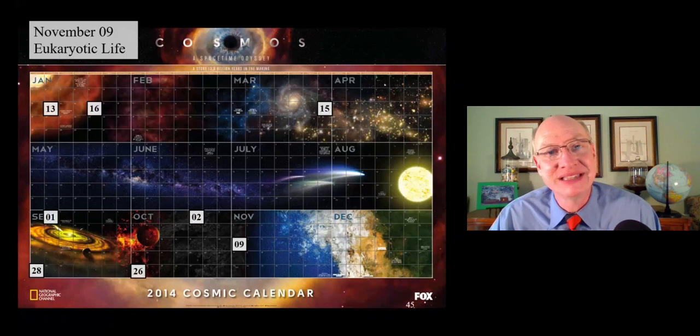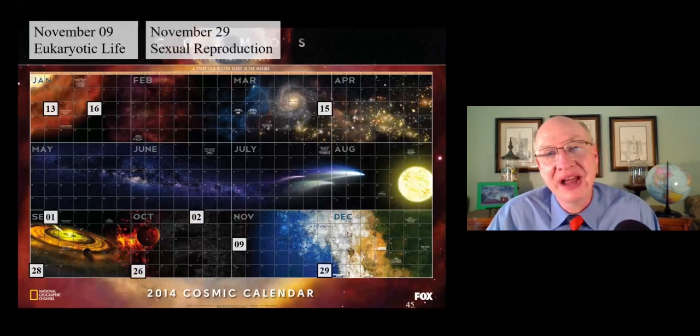Well, on November 9th, we get our first eukaryotic life. So up until this point, all the life on Earth has been prokaryotes. Prokaryotes are the simplest form of life. Their cells do not have an individual nucleus. They do not have organelles inside of them. Eukaryotes, and you and I, our cells are eukaryotic. That means they have a cell nucleus. That means they have organelles inside the cells. So on November 9th, they're still single-celled organisms, but we get the first complex cells on Earth on November 9th.